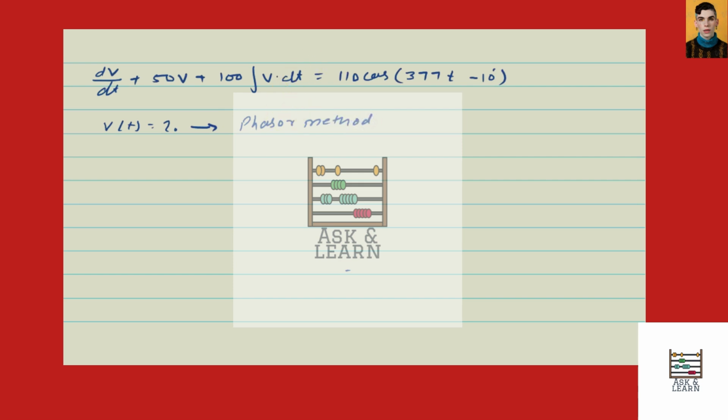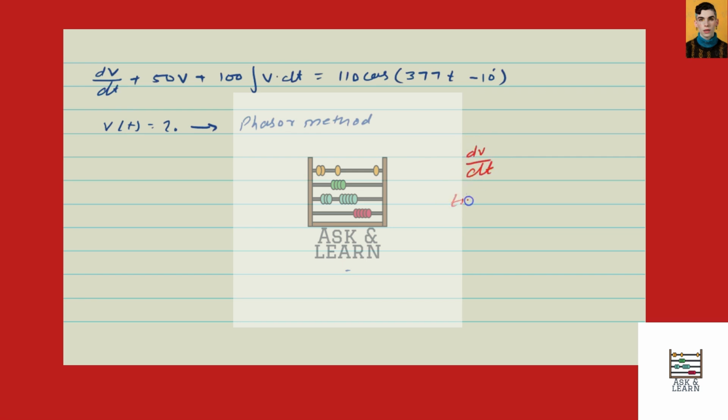By using the phasor method, for calculating the value of V(t), first we have to convert this equation. This is the time domain equation, because all of these quantities are given in the time domain. So first we have to convert this time domain equation into the frequency domain.